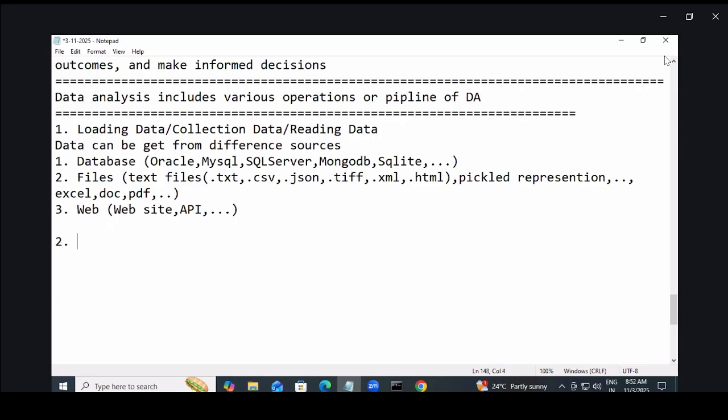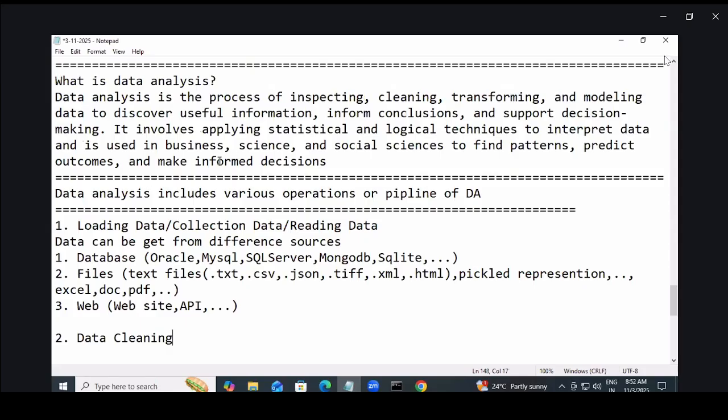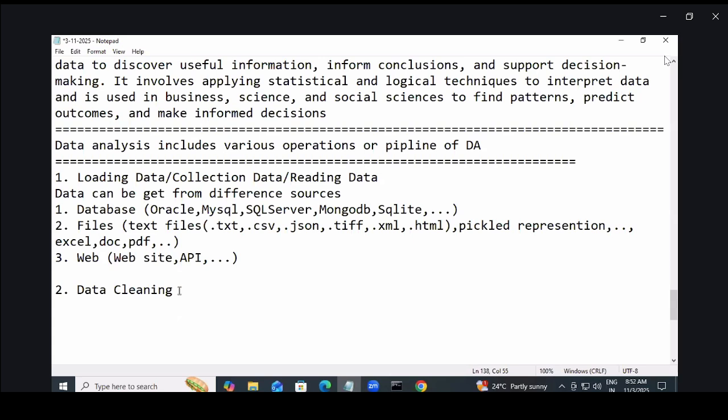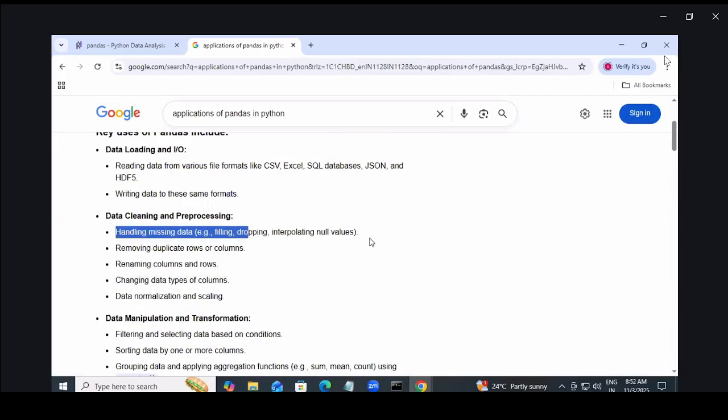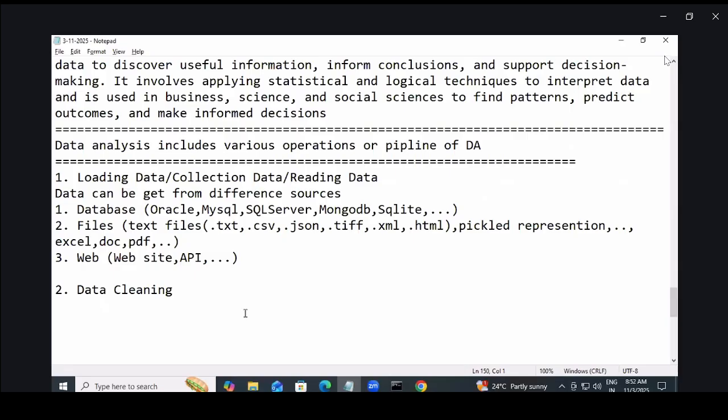After loading the data, what will a data analyst do? Data cleaning. See here, data analysis. What is data analysis? Inspecting the data, cleaning the data. Data cleaning means there are a lot of things involved. That is identifying the missing values and handling the missing values. A lot of operations are there.